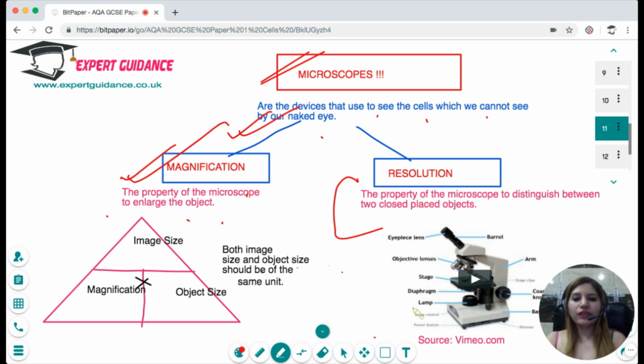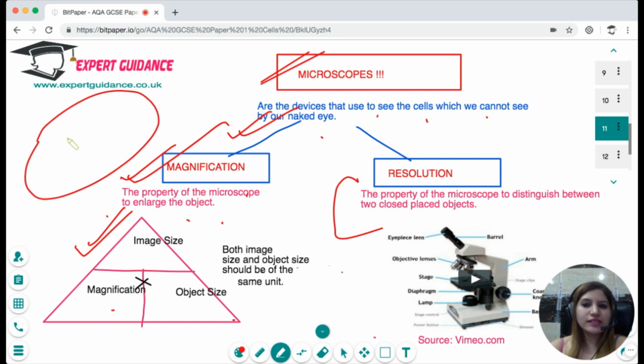Now, magnification is calculated by the image size over the object size. This is an important question. In the exam, they can give you an image size and ask you to find the object size if the magnification is given, or the image size and object size are given to you and ask you the magnification. Or to make it a little complicated, they can give you a cell and say that this diameter is 2 micrometer in reality, calculate the magnification.